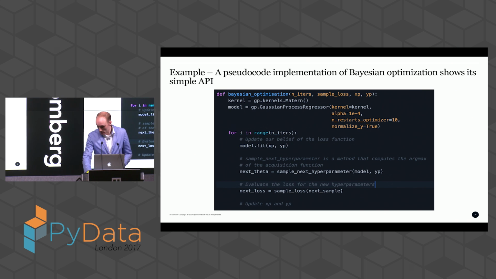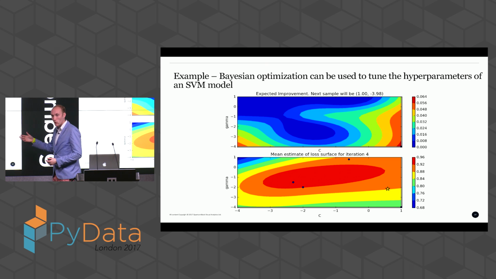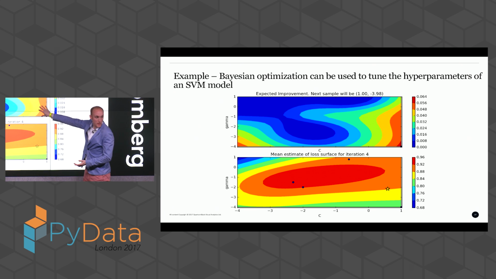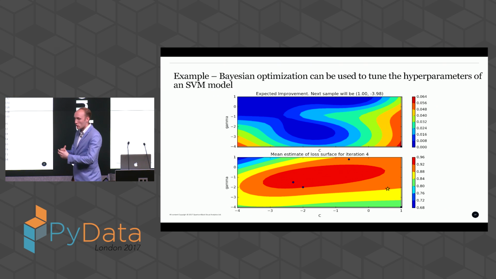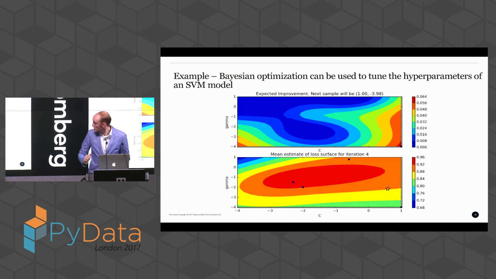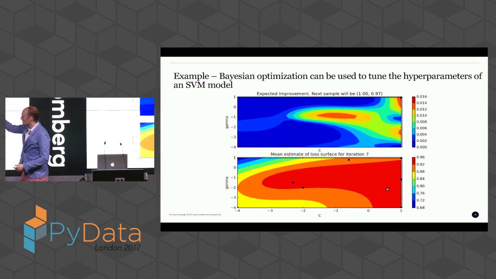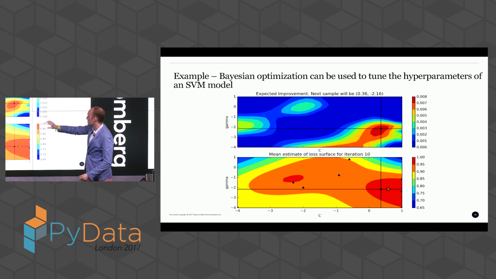If you do that, I've done this for the support vector machine I've been talking about. The top plot is the expected improvement function, and the lower plot is our current belief of the performance function. If you do this iteratively, let's see if this works. You can see iteratively it tries to sample new points. First it only has 3 points, so it tries to explore the region a little bit.